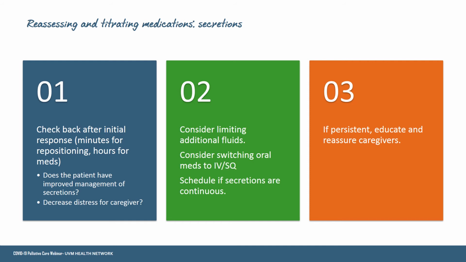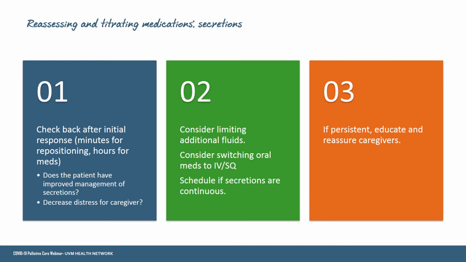Is there decreased distress for the caregiver? Step 2. If they have not improved with the repositioning or your medications, consider limiting additional fluids and/or switching oral meds to IV or sub-Q. Schedule meds if secretions are continuous. You can also increase glycopyrrolate and atropine doses by 50 to 100%. You might also want to schedule repositioning if comfortable for the patient.